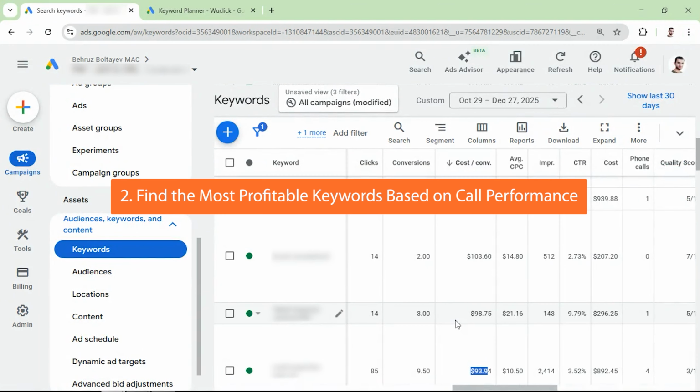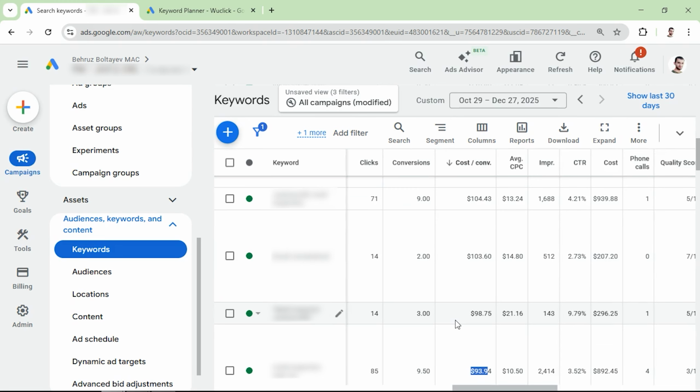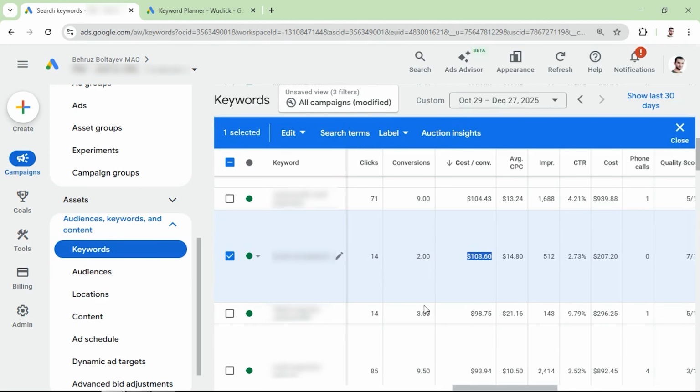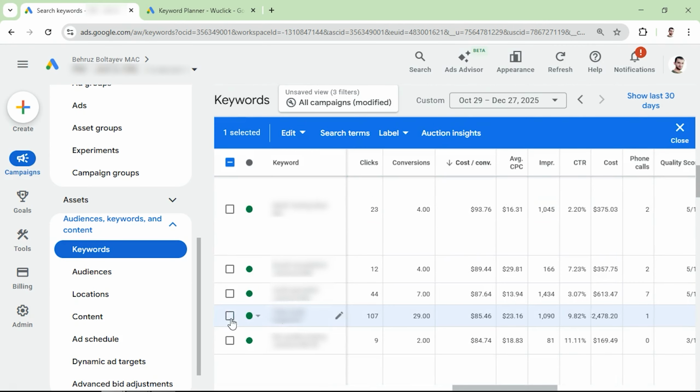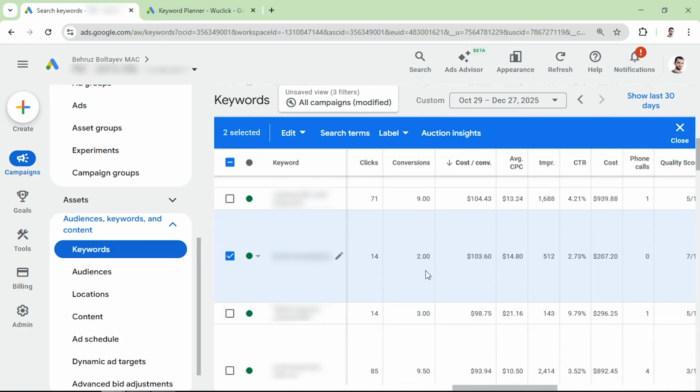And the next thing on our list is the opposite of what we have done: finding and focusing on the keywords which have brought conversions at a cheaper cost per conversion. But of course, the better way would be analyzing the keywords based on call performance. For example, you may have got these conversions, but the quality of them can be different. Let's say this keyword has a 103 cost per conversion, but another keyword brought $85 cost per conversion. But the quality of the phone calls you are getting with this particular keyword can be lower than this keyword, and this keyword can bring you higher ROI.